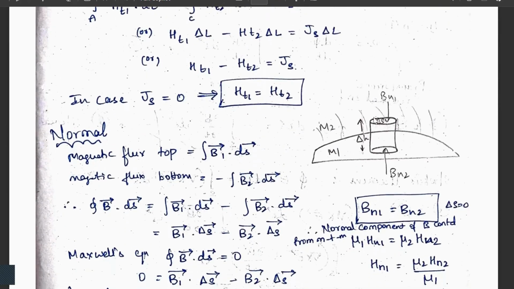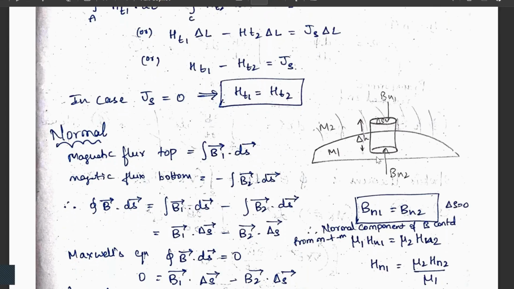Normally, you have to consider a magnetic field in media 1 and 2, and a cylindrical surface with a height of delta H and a surface area of delta S. The magnetic flux on the top will be the integration of B1 vector dot dS vector, and for the bottom, it is minus the integration of B2 vector dot dS vector.